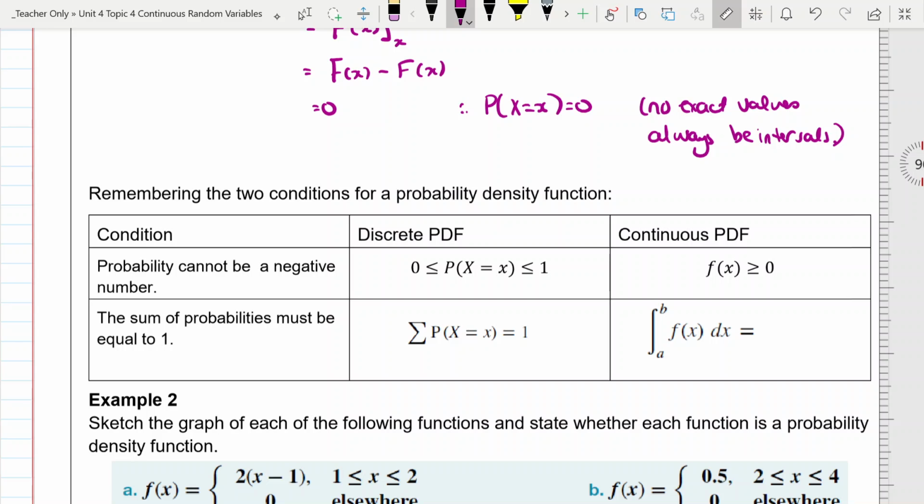Okay. For discrete variables, remember the sum of all of our probabilities had to equal 1. And for continuous random variables, because we've got a probability density function where it's scaled down so that our total area is equal to 1, our integral between a and b of our function has to equal 1.